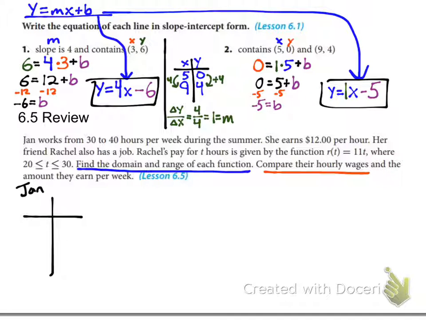What I'm going to do is make 2 tables, one for Jan and one for Rachel. That's going to help me find the domain and range. It said Jan worked from 30 to 40 hours, so I'm going to put 30, that's, remember, the x value.